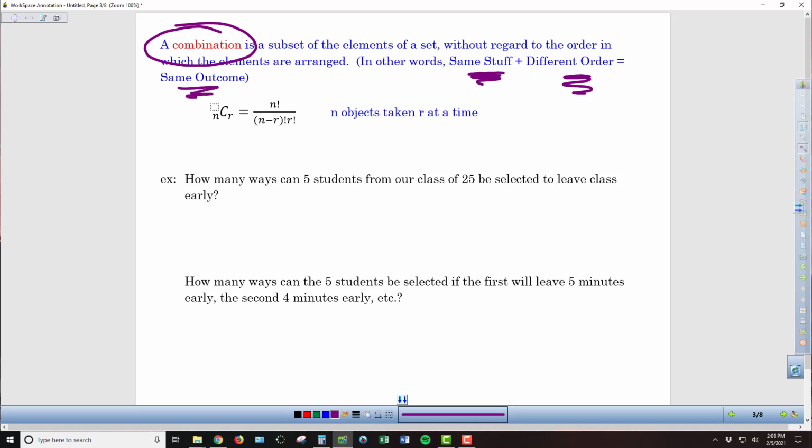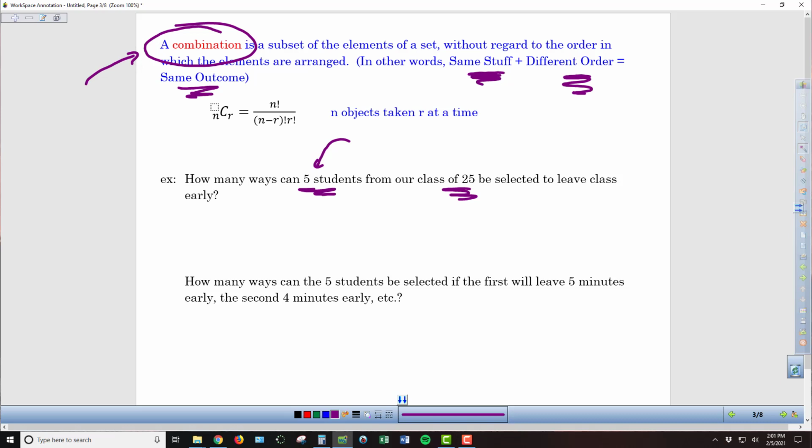So let's see if we can see this in a couple of examples. Here it says that we're going to select 5 students from a class of 25 to be selected to leave class early. Got to feel sorry for these students since they're going to miss out on an extra 5 minutes of my greatness, but such is life. So in this circumstance, there's no indication that the order in which we pick these 5 students matters. So that means this is a combination. If I pick students A, B, C, D, and E, or if I pick them in the order E, D, C, B, and A, that would be considered the same outcome. So that means we're going to use a combination for that circumstance.